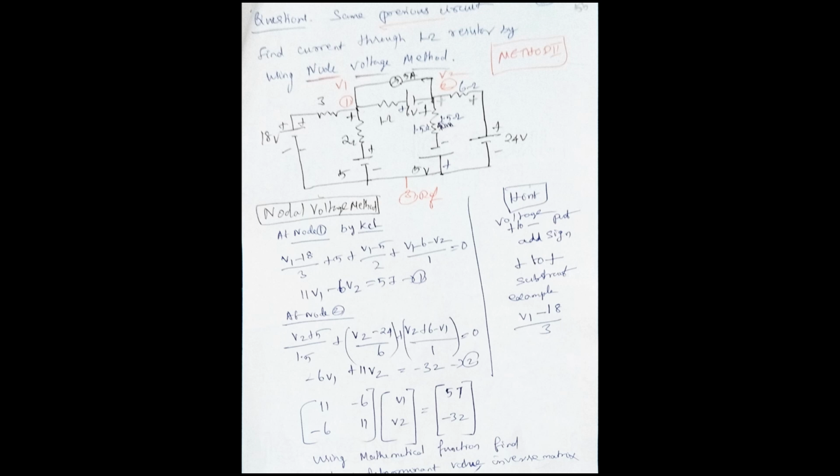For example, V1, capital V1 nodal voltage minus 18 divided by 3. Nodal voltage V1 minus 18 volt. So put (V1 minus 18) divided by 3, plus 5 voltage, plus the 2 ohm branch, the drop voltage plus 5 plus V1 minus 5 divided by 2, plus (V1 minus 6 minus V2) divided by 1 is equal to 0. Apply KCL, Kirchhoff's current law.